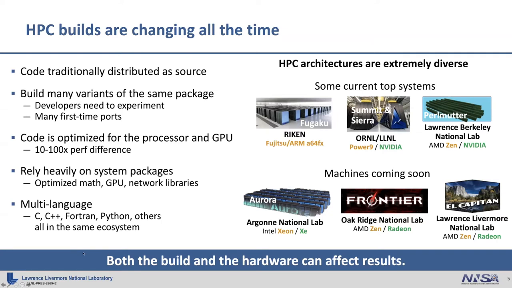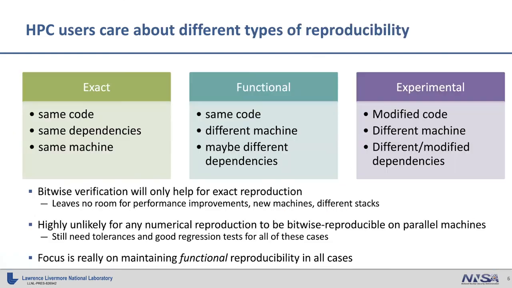Or you may be trying to do functional reproducibility, where you're trying to get the same results, but maybe with different math libraries or a different MPI. And then in HPC, we have lots of different languages, which complicates things because the interoperability between these things and the versioning across systems is pretty complex. Both the build and the hardware can affect results on HPC. So I think it is a very hard problem to talk about reproducibility in HPC in a general way, just because the platforms are so diverse and the software stacks are so diverse. So there are likely to be changes between any two builds that two people do in HPC. And we'd like to solve that problem.